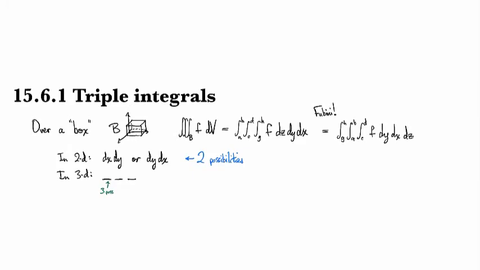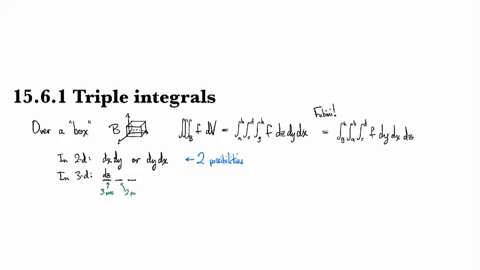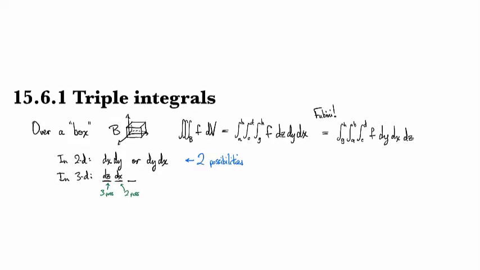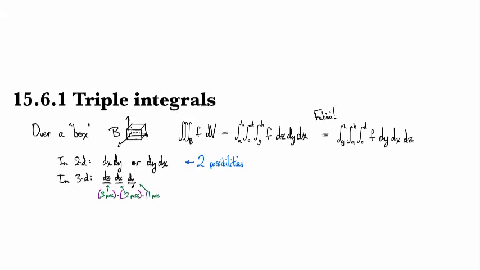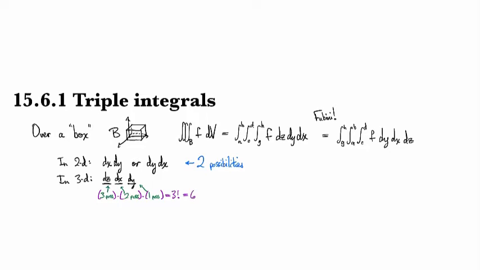So let's say we choose dz. And then for the next one, there's going to be two possibilities remaining. And so maybe we choose dx. And then for the last one, there's only one possibility remaining because it's whatever's left, right? So in this case, this would have to be dy. There's nothing else it can be. And so we have 3 times 2 times 1. So that's 3 factorial, more commonly known as 6.